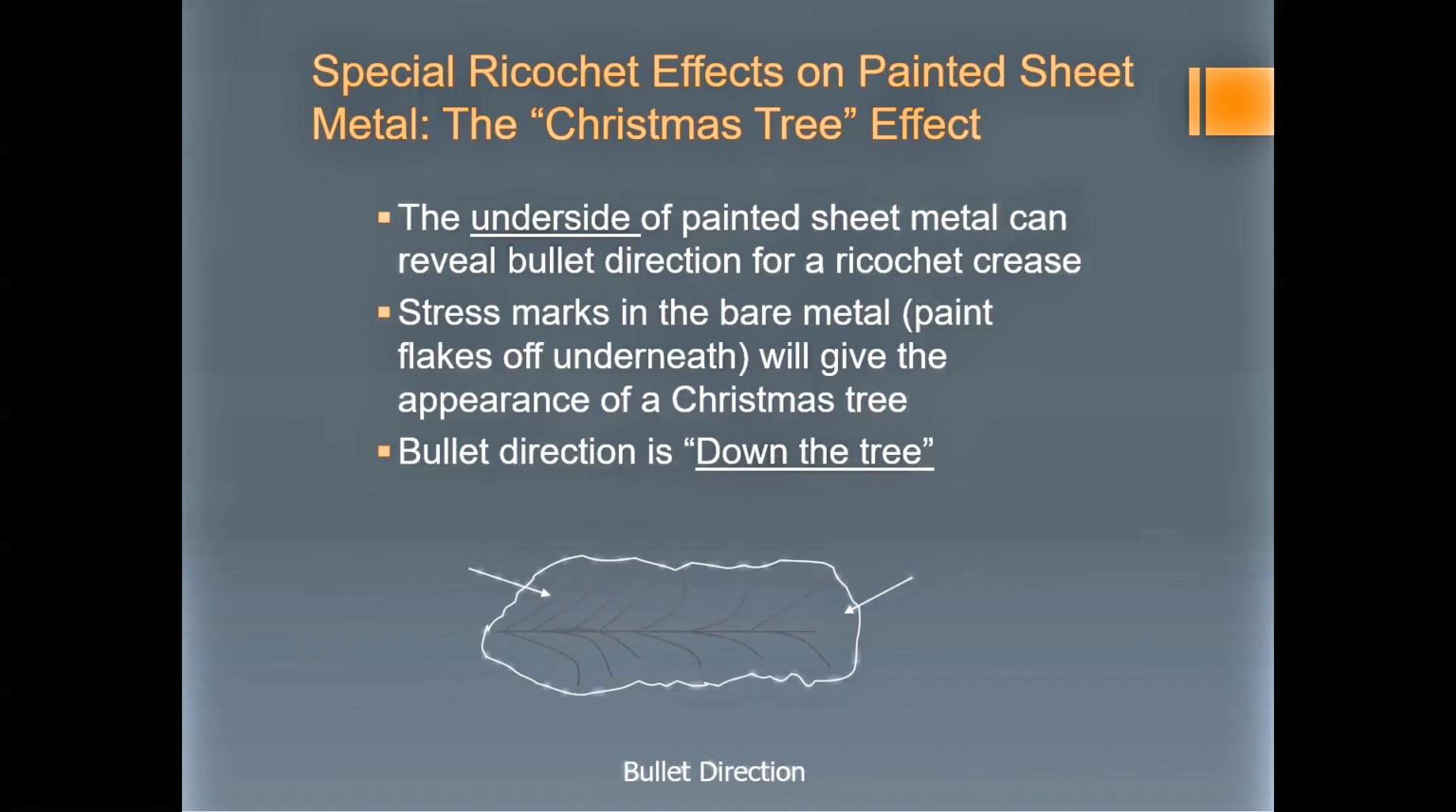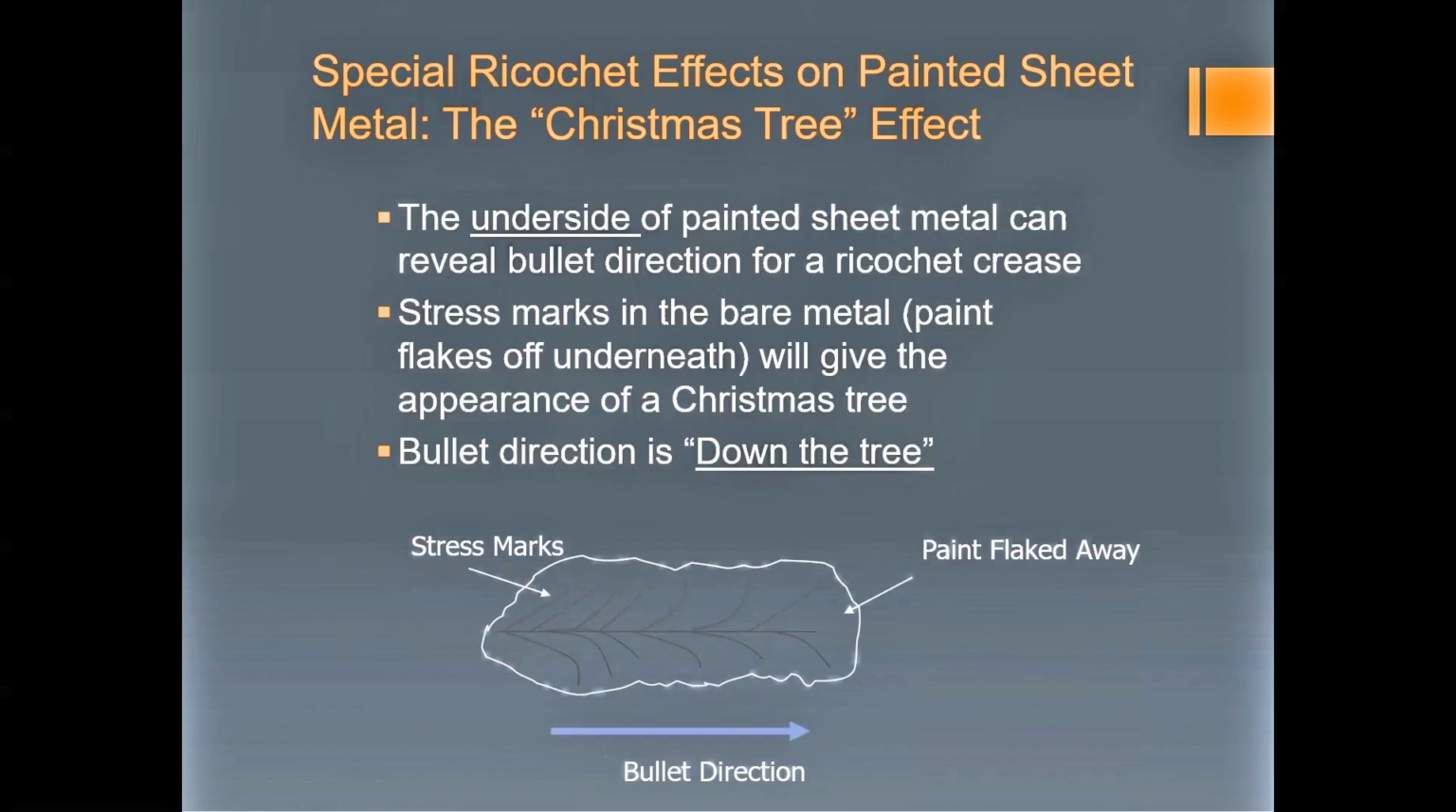So the underside of painted sheet metal can reveal bullet direction for a ricochet crease. Stress marks in the bare metal, paint flakes off underneath, will give the appearance of a Christmas tree, and the bullet direction is down the tree. So this is the underside. It's the exact opposite, right? Here's our fracture lines, right? We have those stress marks.